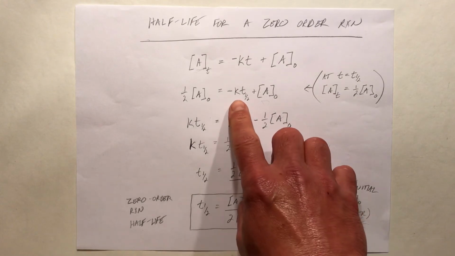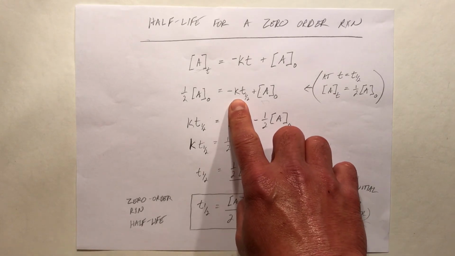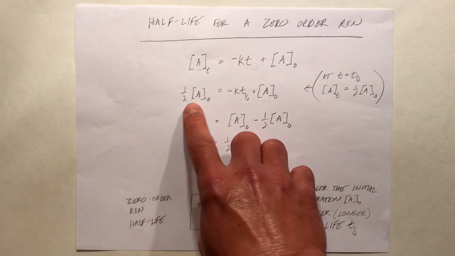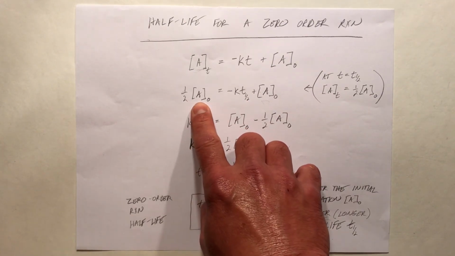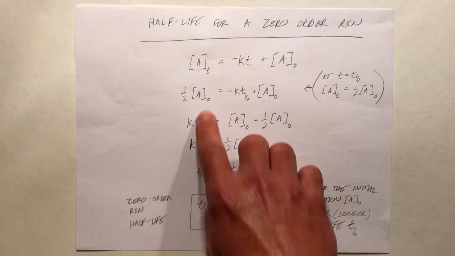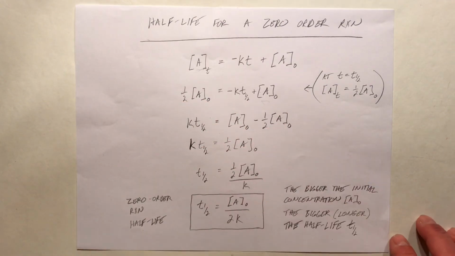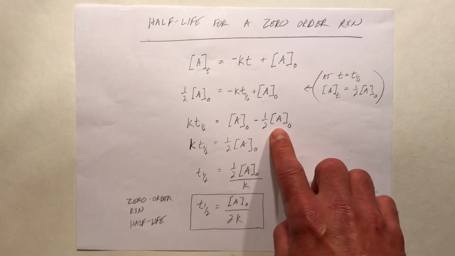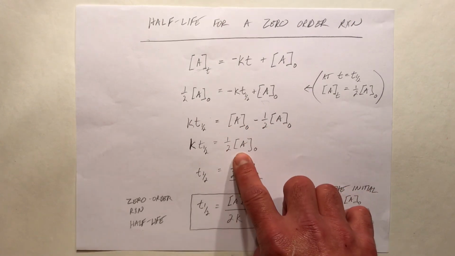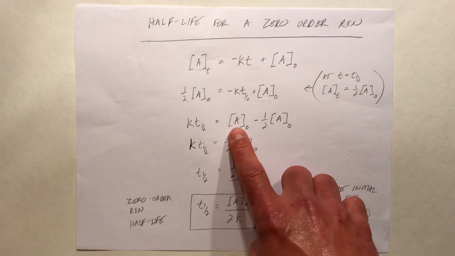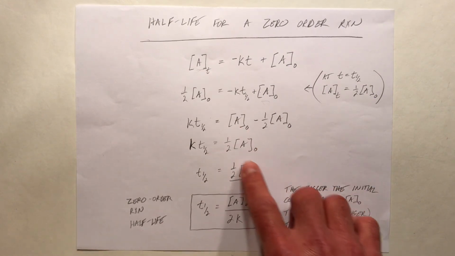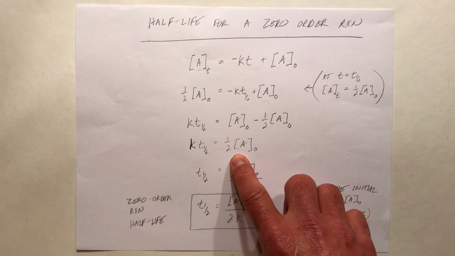Let's add positive K T 1/2 to both sides. So it cancels out here and it appears on the left. And let's subtract negative 1/2 concentration of A at time 0, or negative 1/2 initial concentration, from both sides. Now take a look at this right side. Any value minus half of itself is going to be equal to half of itself. So the concentration of A at time 0 minus half the concentration of A at time 0 is going to be half of the concentration of A at time 0.